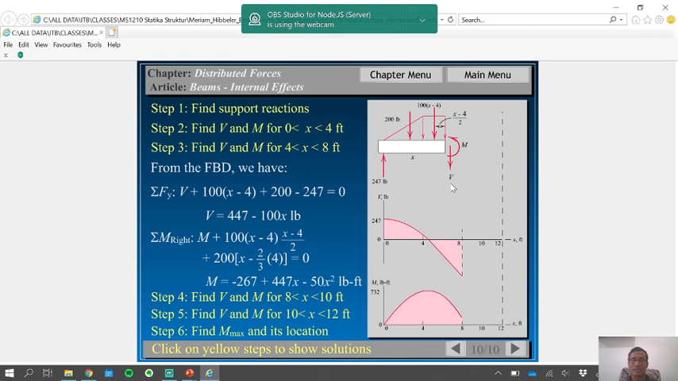Okay, then after that we can calculate for phi and we can calculate for m using sigma Fy equal to 0. If going down is positive, phi is positive, 100x minus 4 is positive, 200 is positive, minus 247 because it's going up. What we will have there is phi is equal to this equation.